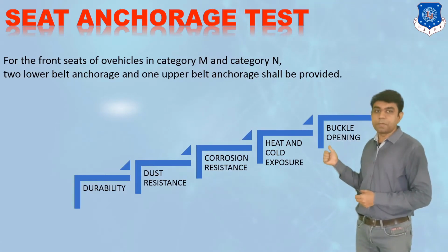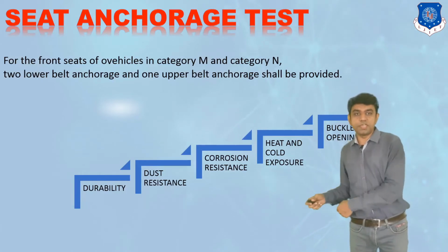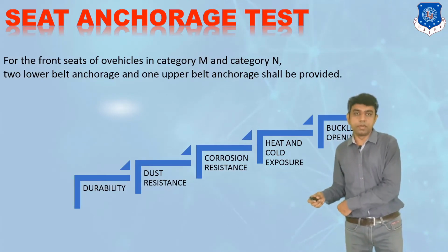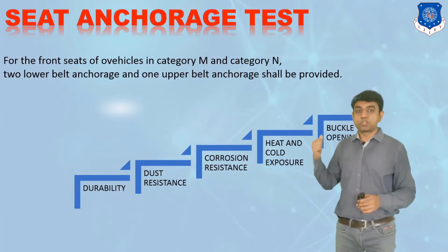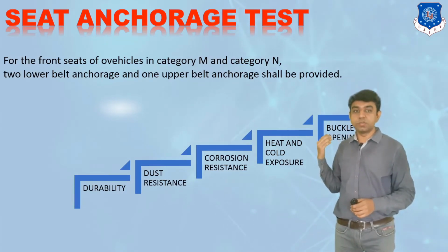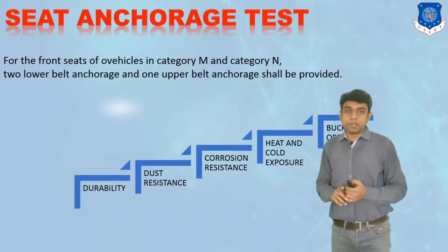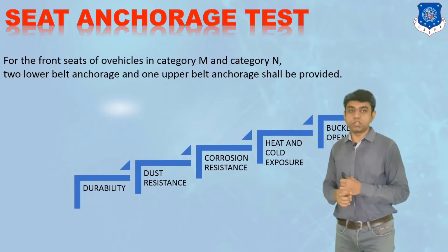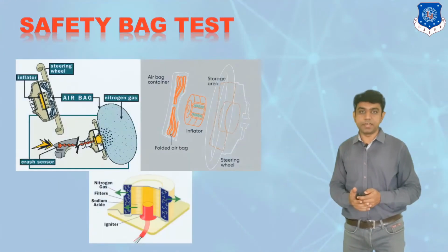There must be a proper buckle opening. It must not have a condition in which you face locking of that particular buckle, right? So the anchorages must be proper. So how is it checked? It is checked for all these 5 different parameters. If it satisfies all these conditions, then only can we use it in this particular vehicle part.